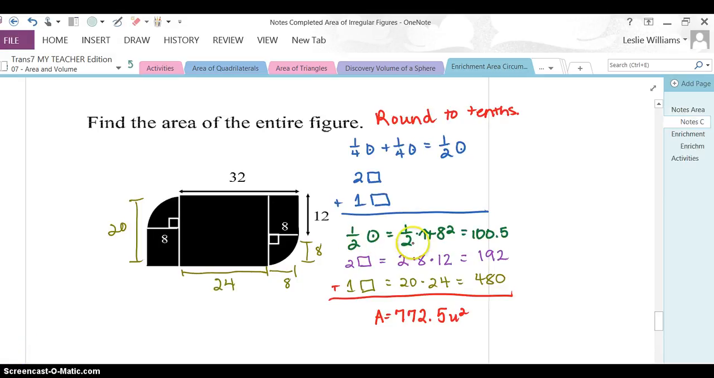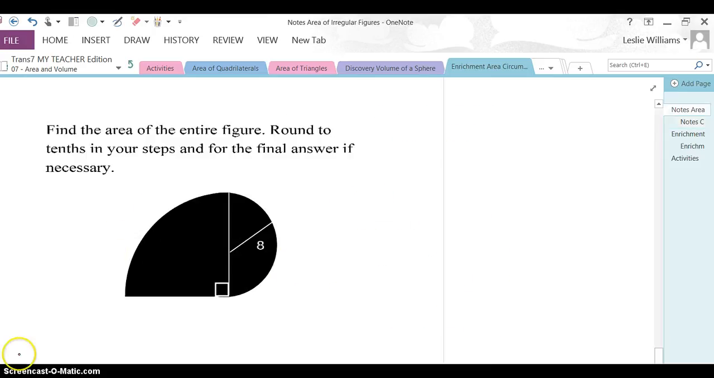So here we have our half a circle with a radius of 8, so we get 100.5 for the area. The 2 little rectangles, 2 times 8 times 12, gives us 192, and the one big rectangle is 20 by 24, which gives us 480. The sum of these areas is 772.5 units squared.